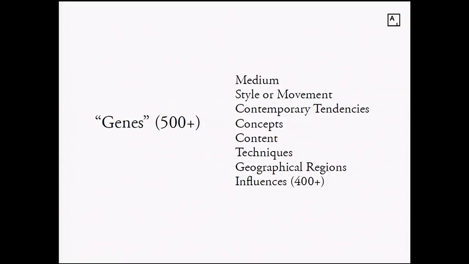Now, there's about 500 plus genes in the Art Genome Project. We have various categories for these genes. I'm going to list the major ones off. So we have medium genes, style or movement genes, genes for contemporary tendencies. These are movements of the present time that no one's really named yet, but we're taking the time to actually call them tendencies, making these groupings together for the public.